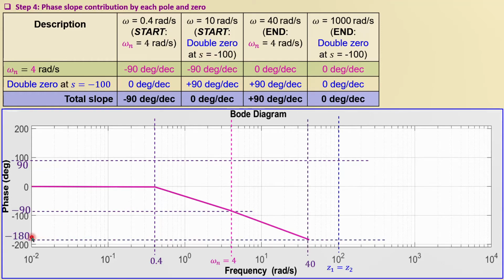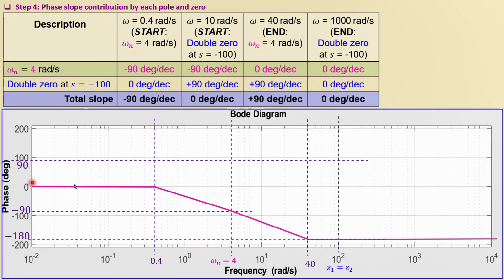So that's actually this part. That's just considering the omega n. And now, after that 40, it will then keep going with the slope of 0 degrees per decade. So again, for the omega n equal to 4 radians per second, which is due to that second order poles, for the complex poles.